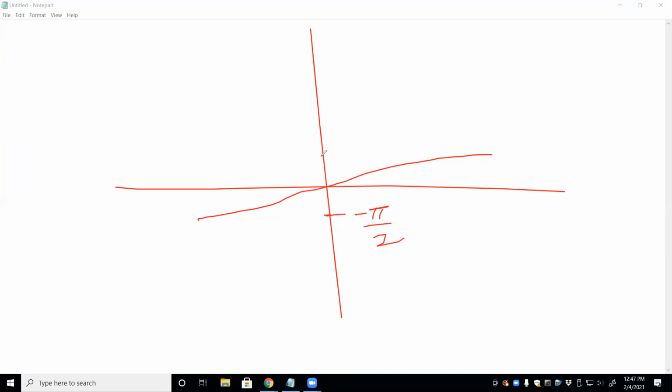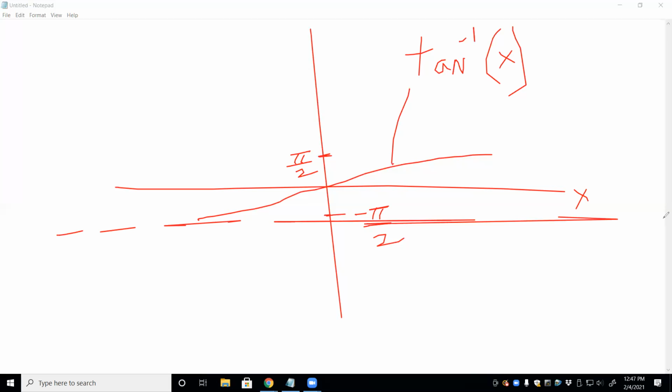In other words, when you look at inverses, the x and the y change. This becomes the x-axis. So this curve here would be the inverse tangent curve. And if I merely look at that curve and project what happens as x goes to minus infinity, we can see that there is an asymptote right there at minus pi over 2, so that as x goes to minus infinity, it's approaching minus pi over 2.